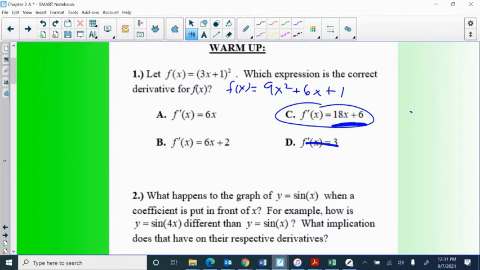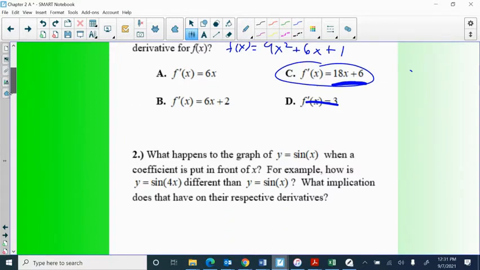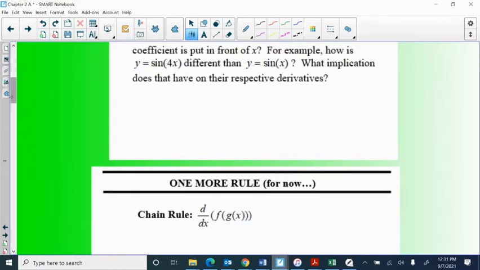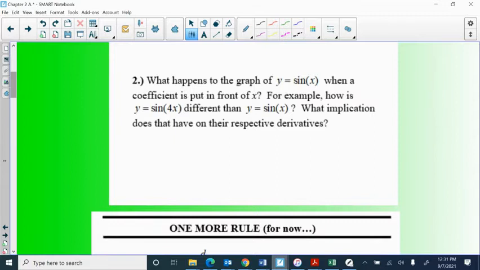Okay, and so I will come back to that, I believe. But also, how about question 2? It says, what happens to the graph of sine x when you put a coefficient in front of the x, right? Like sine of 4x. How is sine of 4x different than sine of x?